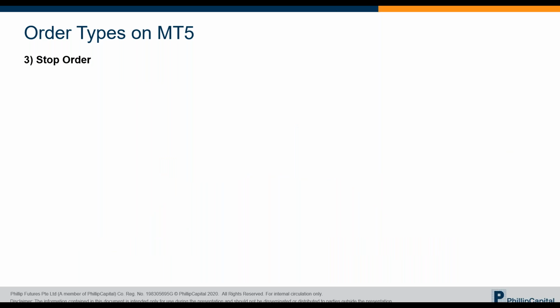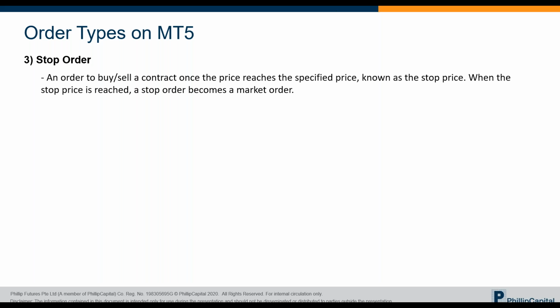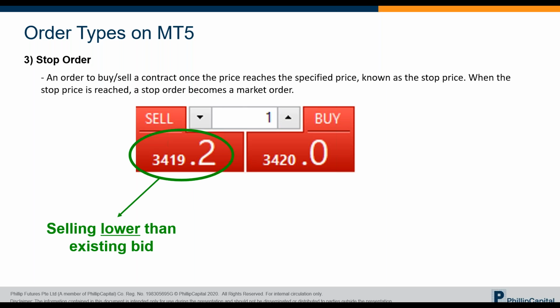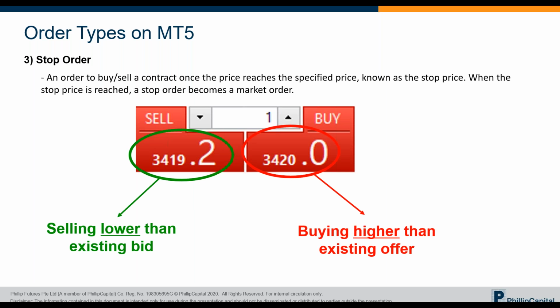The next order type that we will be looking at is actually a more confusing one. It's known as a stop order. What a stop order does is to buy or sell a contract once the contract reaches a specific price, also known as a stop price. When the price is reached, a stop order becomes a market order. In a stop order, you are trying to buy higher and sell lower than what the market is quoting. So if the market is quoting at 3420 right now, you're looking to buy only when it reaches 3005, or you're only looking to sell when it reaches 3003.